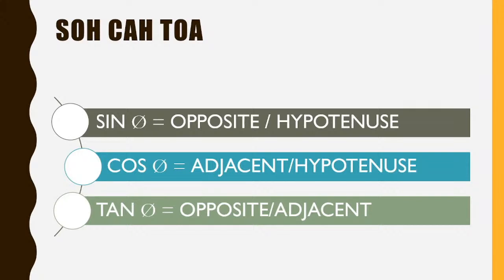Sine theta equals opposite side of the angle over the hypotenuse. Cosine theta equals adjacent side of the angle over the hypotenuse. And tangent theta equals the opposite side of the angle over the adjacent side of the angle. Before we proceed to our lesson for today, let's also review how to identify the hypotenuse, opposite, and adjacent side of the angle.